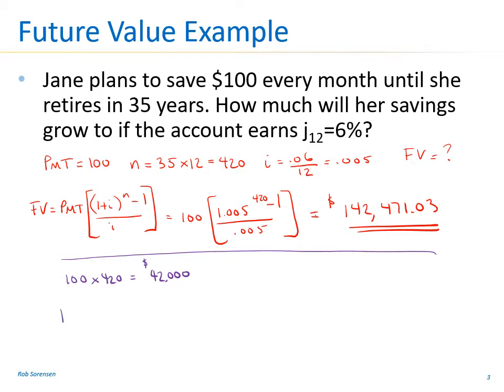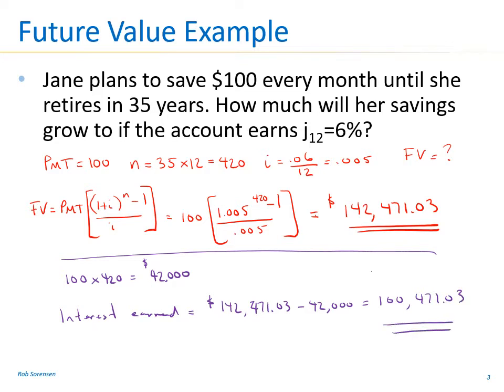So what does that mean then? Well, she made a lot of interest, didn't she? The interest earned is going to be the difference, isn't it? The $142,471 that we had up above minus the $42,000, which is $100,000 roughly in interest that she earned over the life of her deposits.